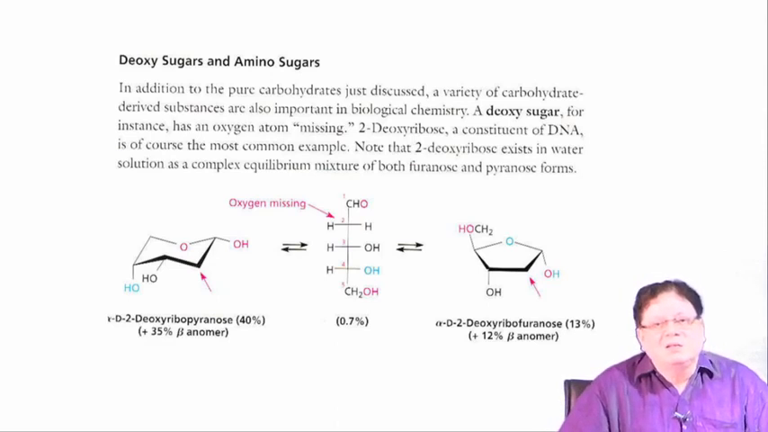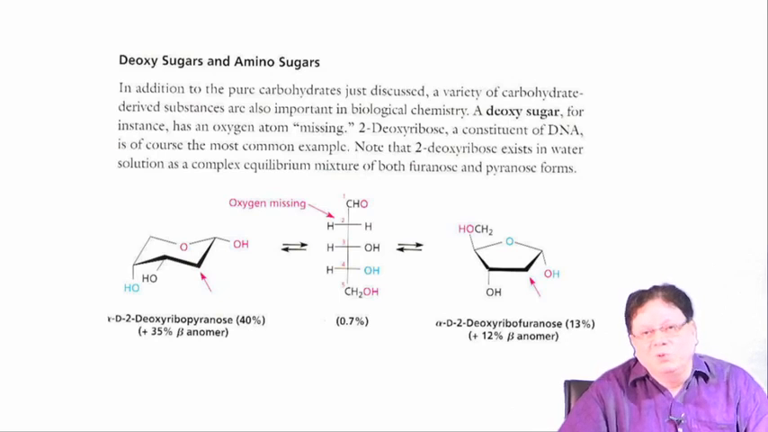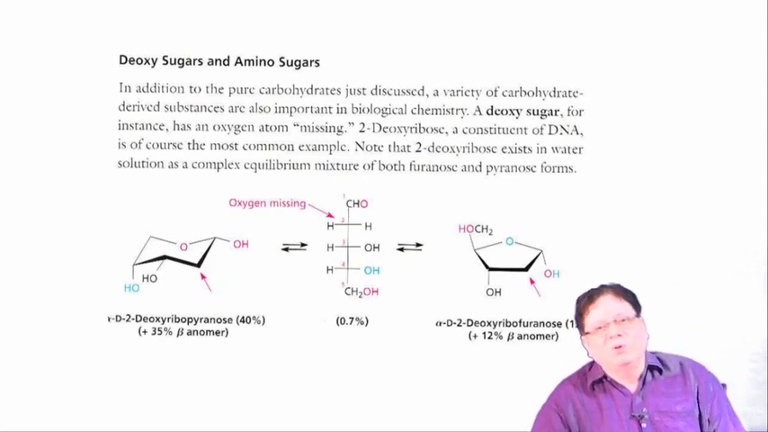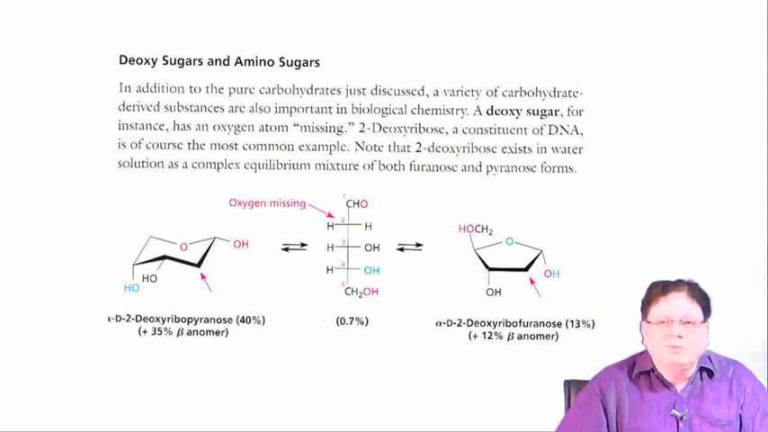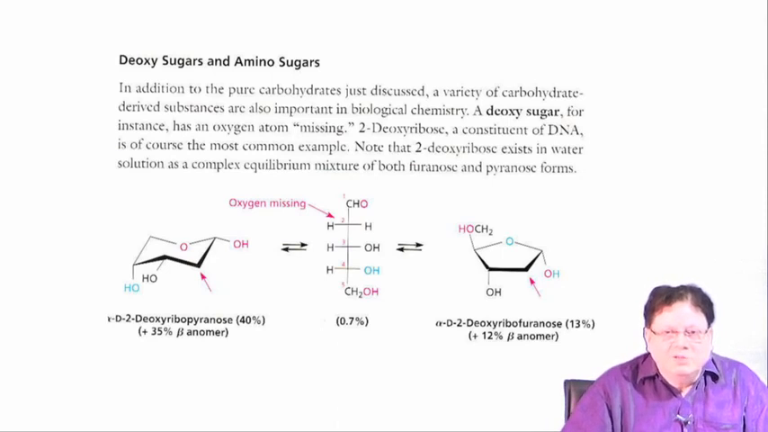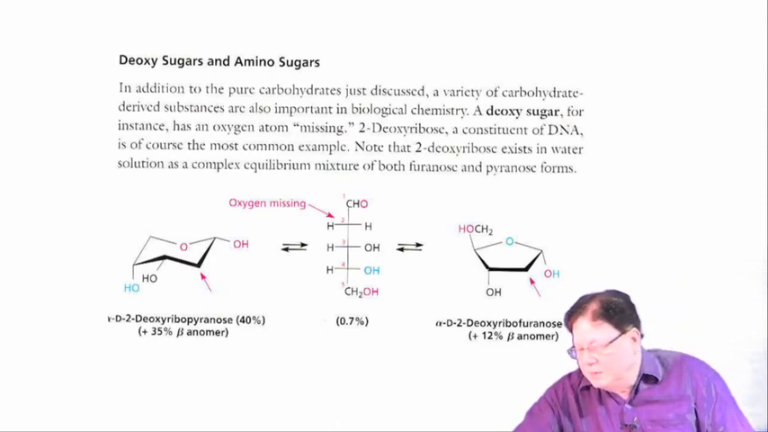Precisely, this is called alpha D 2-deoxyribofuranose, and the arrow points out where the deoxygenation has taken place. It is alpha because the anomeric carbon, which is adjacent to the ring oxygen, has its substituent alpha, that means below the plane of the ring, the way it has been presented.